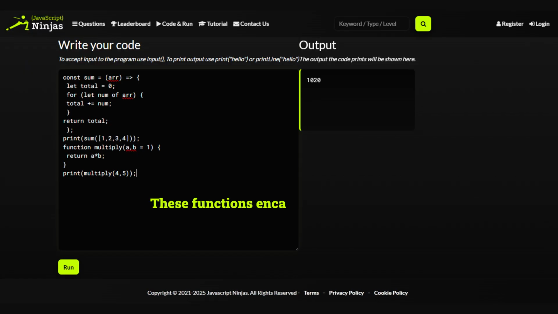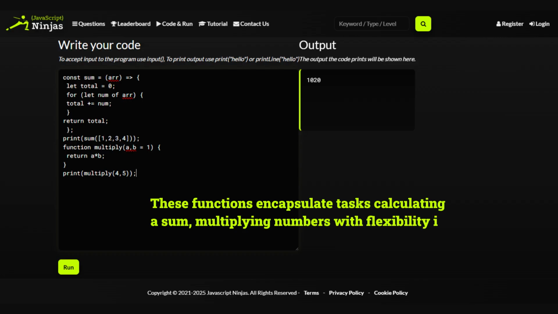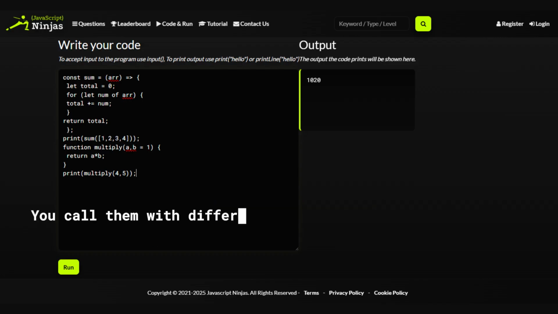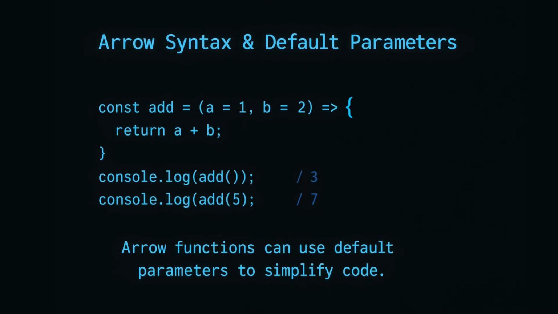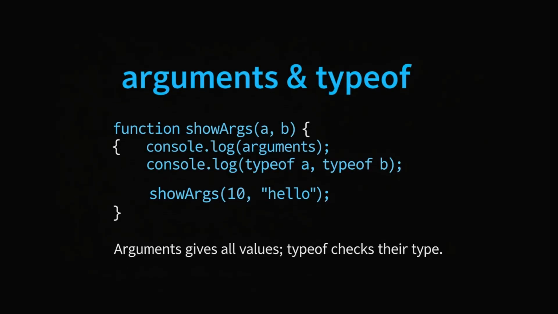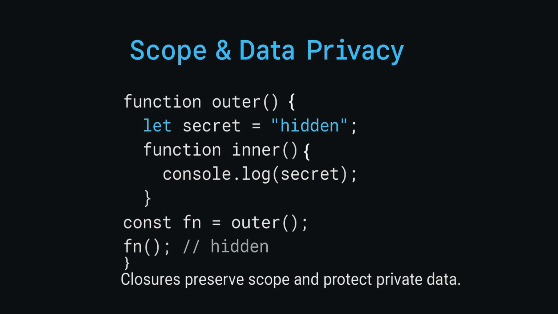These functions encapsulate tasks, calculating a sum and multiplying numbers, with flexibility in parameters and clean logic. You call them with different inputs and reuse them anywhere. That was your first deep look into functions: declarations versus expressions, arrow syntax and default parameters, handling of arguments and typeof, scope rules and data privacy.